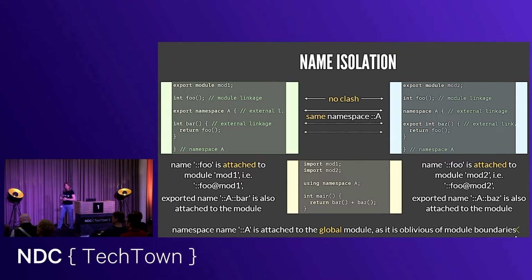Then there's another concept that is new to modules, and this allows us to give modules so-called name isolation. We have a module 1 on the left, a module 2 on the right, and both of them have a non-exported function declaration called foo, as you can see. And these two function declarations do not clash. They have the same name in different modules, so they are different things. Each foo can have a different implementation.